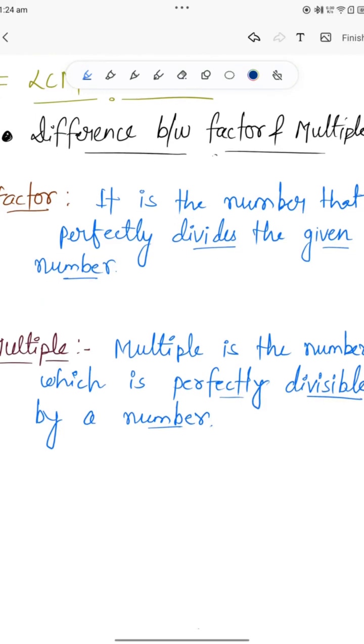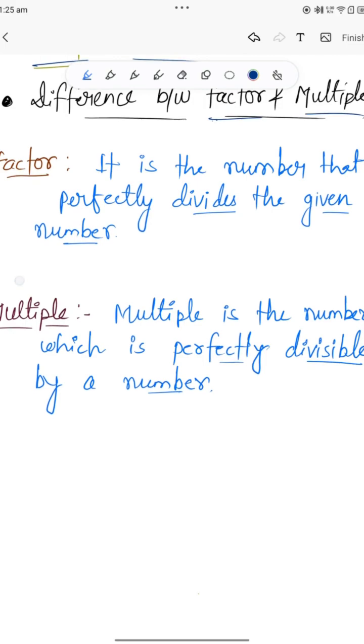What is LCM? What is HCF? Before moving on to LCM and HCF, let's try to figure out the difference between a factor and a multiple. So what is a factor? A factor is a number that perfectly divides the given number. And what is a multiple? A multiple is a number which is perfectly divisible by a number. I hope you are getting the difference.